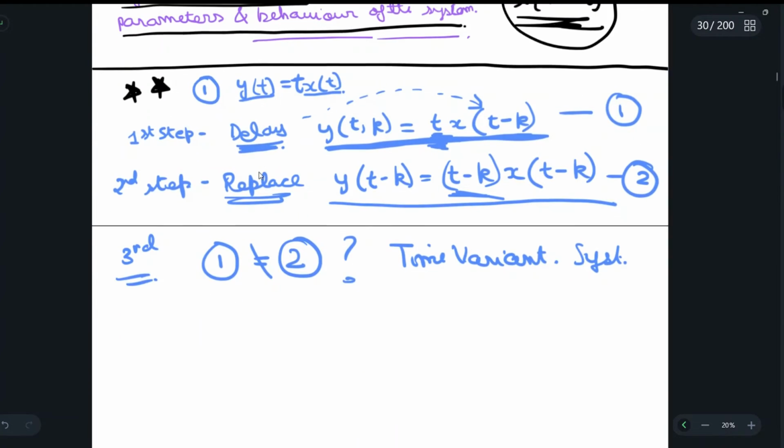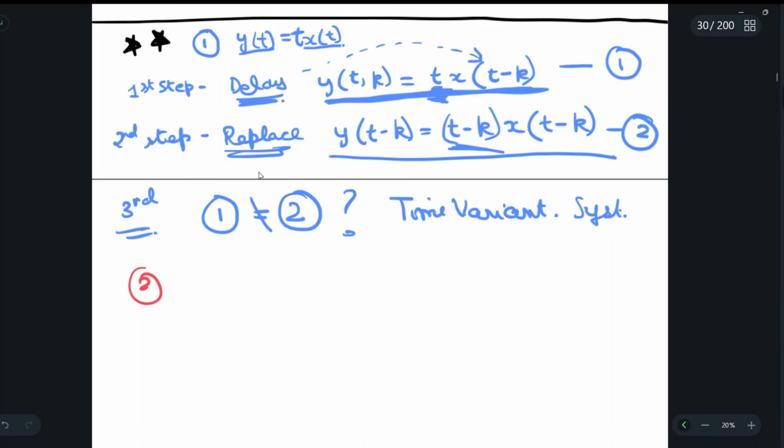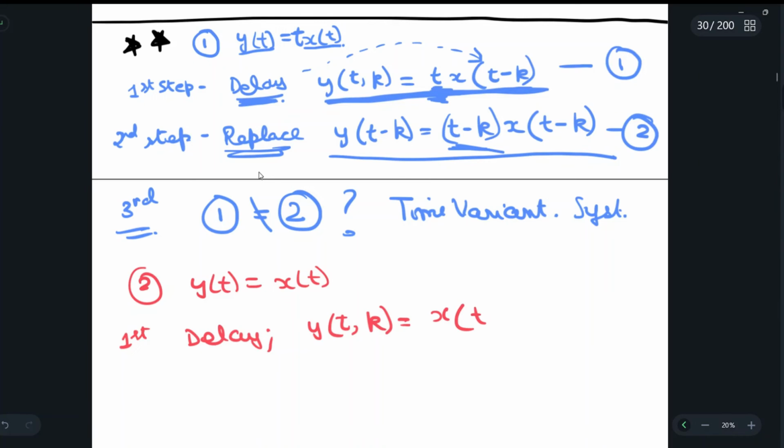Now guys, suppose let us take the same example. Suppose in the same example, we did not have t multiplied to x of t. That is, suppose we had y of t is equal to x of t, simply. So what is our first step? We will delay by k. So we will write y of t comma k is equal to x of t minus k. And now what is the second step? We will replace. We will write y of t minus k is equal to x of t minus k.